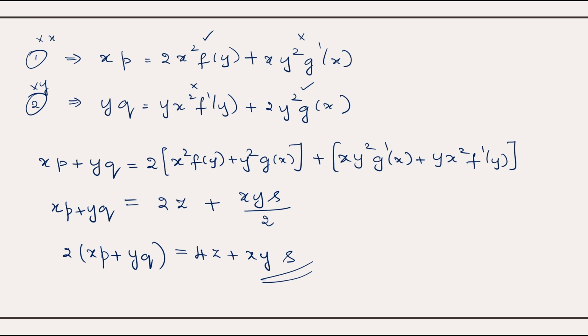So this is the partial differential equation of second order, because we have eliminated two arbitrary functions f and g. That's it for this session.